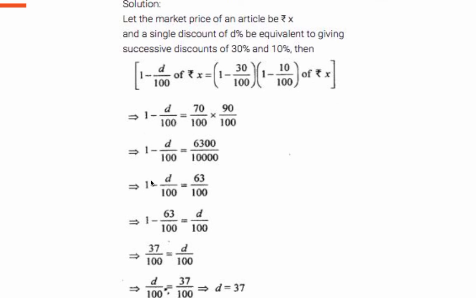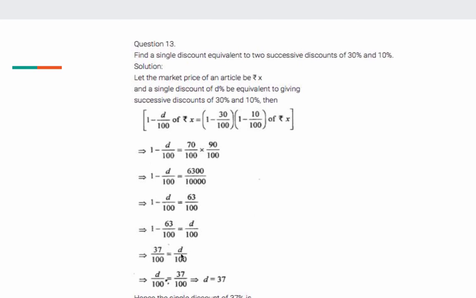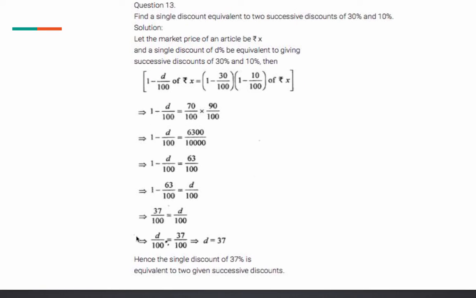63 upon 100. If I shift it to the other side, it becomes 1 minus 63 upon 100. Minus d upon 100 will become plus d upon 100. So what is the difference? 100 minus 63, 37 upon 100 equals d upon 100, right? Now 100 cancels from both sides' denominators. d comes out straight away 37%. Hence the single discount of 37% is equivalent to 2 successive discounts.